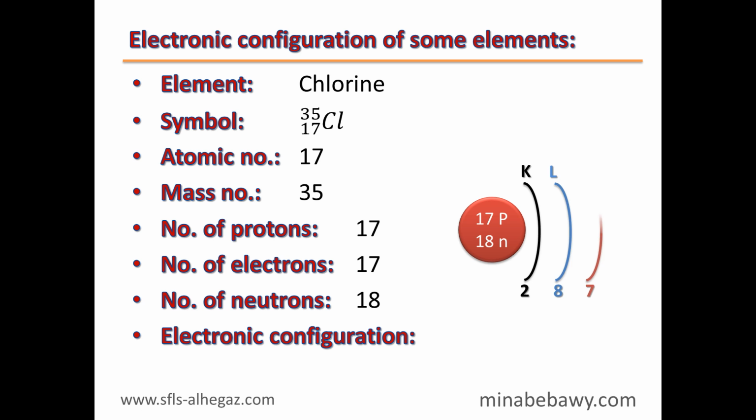Electronic configuration of chlorine. Its nucleus contains 17 protons and 18 neutrons. Chlorine atom contains 17 electrons which are distributed in 3 energy levels. K contains 2 electrons. L contains 8 electrons, so they are 10 electrons. And we have 7 more electrons. We will put them inside M. So the electronic configuration for chlorine is K2, L8, and M contains 7 electrons.